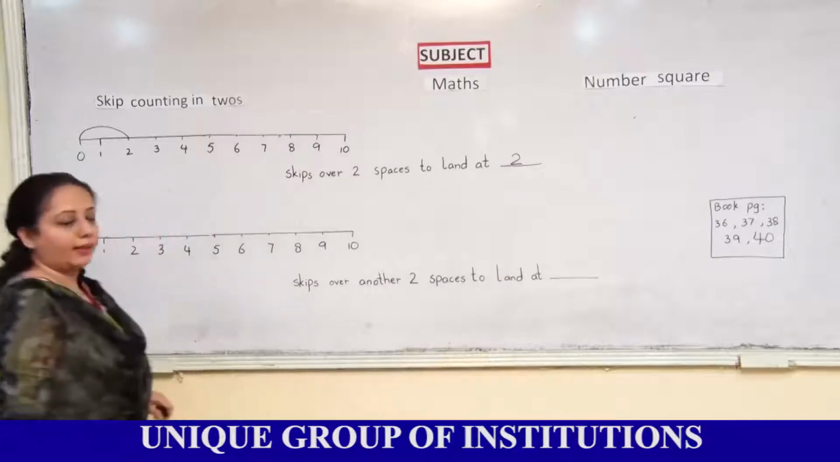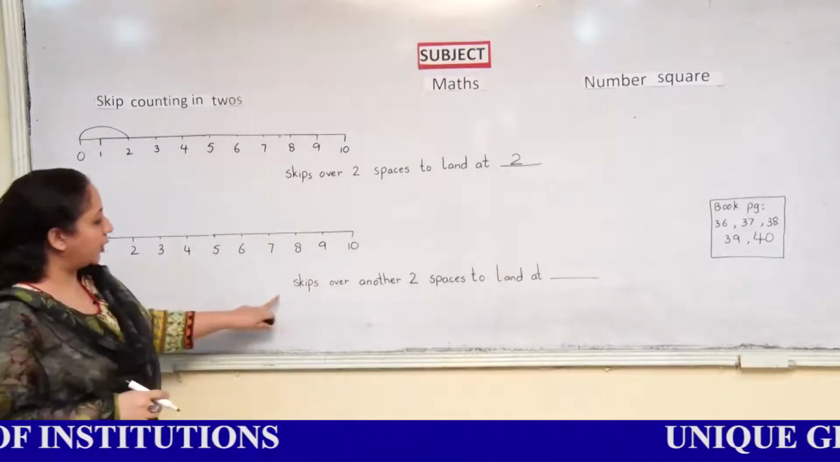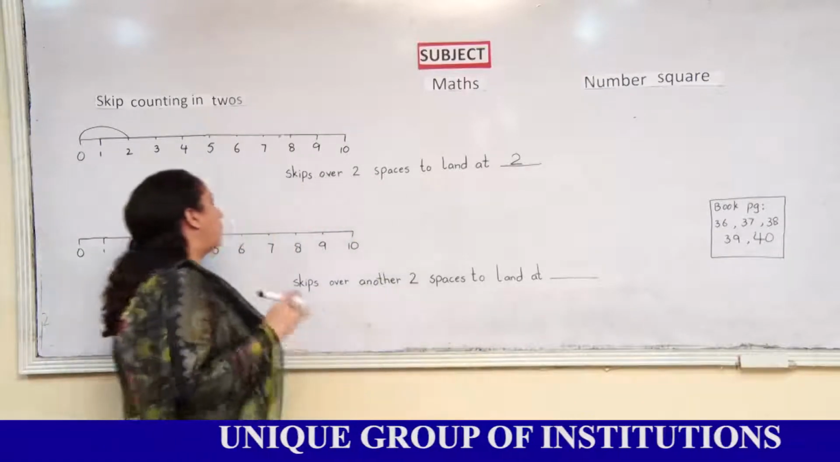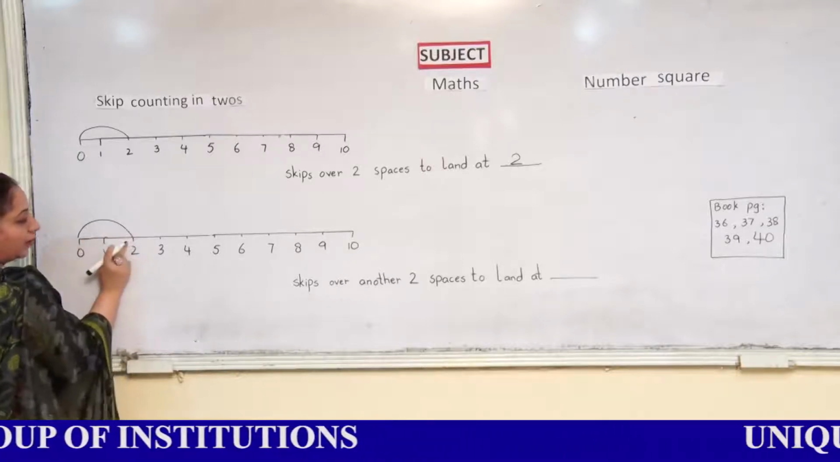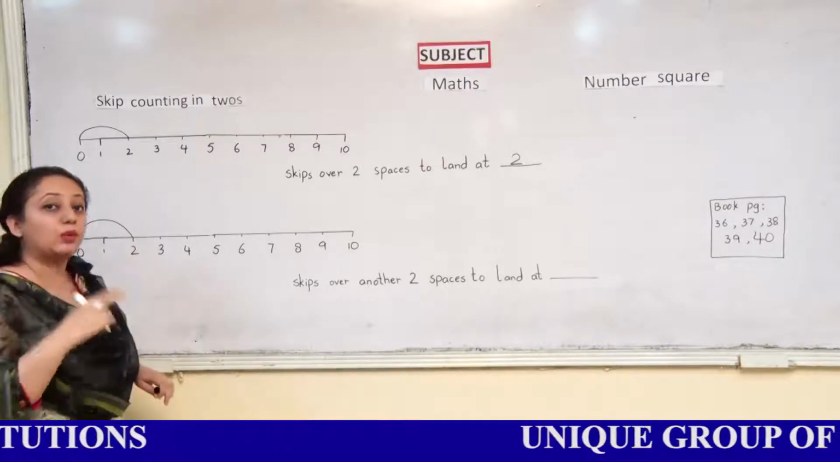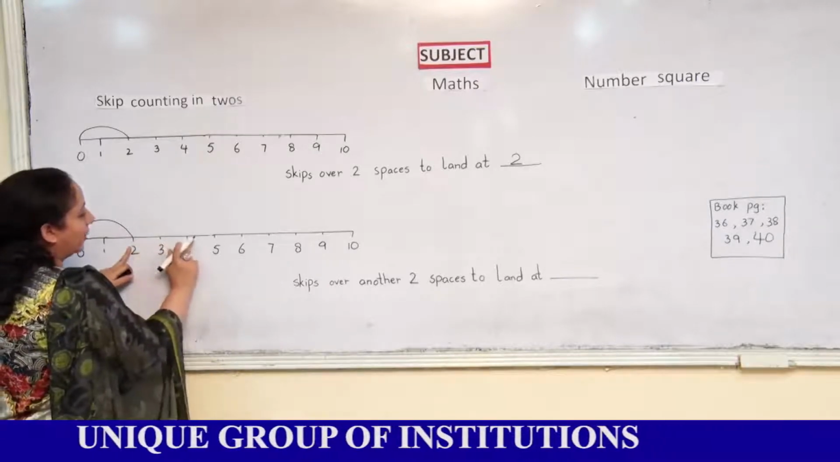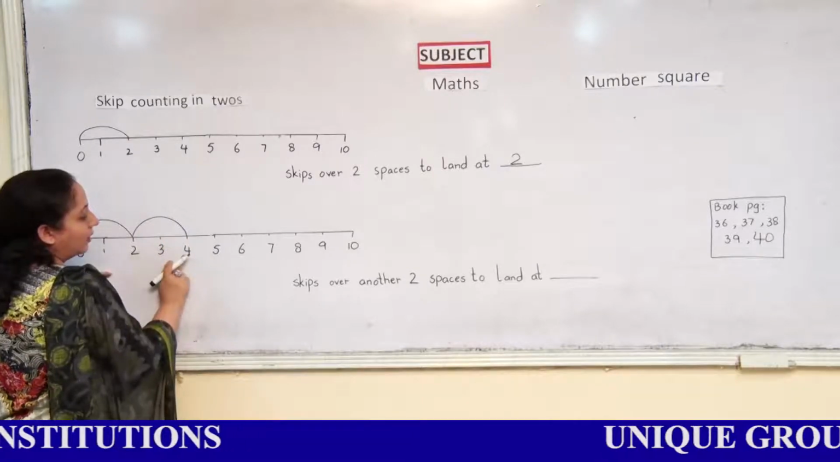Now the second one is, again there is a number line for you and the instructions are: skip over another 2 spaces to land at dash. The previous skip is 0 to 2. Now we will skip 2 spaces more. So 2 spaces, 1 space here and 1 space here, to skip 2 places and we land at number 4.